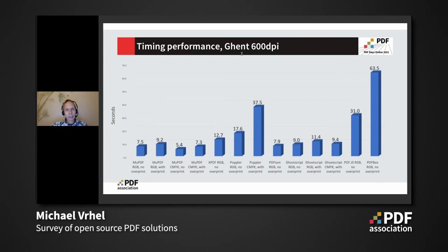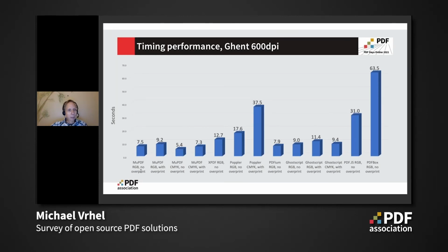This is on the Ghent file at 600 dpi. On the vertical axis, we have the seconds it took to render, and I placed the seconds on top of the bars. On the horizontal axis, I have the different cases that were run. For example, I've run MuPDF with 4 different cases, because I wanted to see with and without overprint support, and the different color spaces of RGB and CMYK. For those applications that only did RGB, that's what we did without overprint, for example.